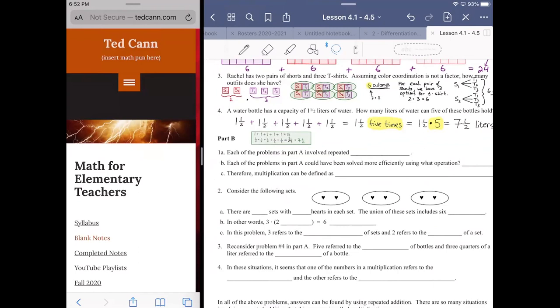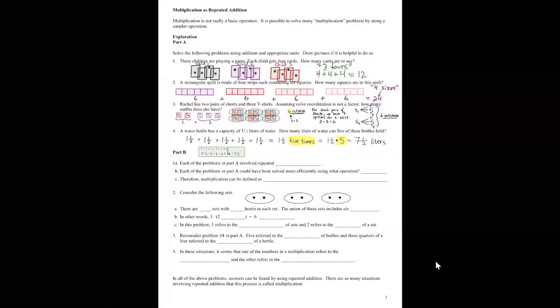So the second little part here, each of the problems in part A involved repeated addition. And repeated addition is multiplication. So each of the problems in part A could have been solved more efficiently using what operation? Multiplication. Therefore, multiplication can be defined as repeated addition.